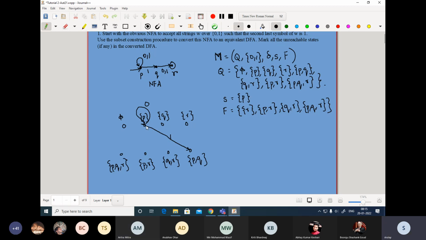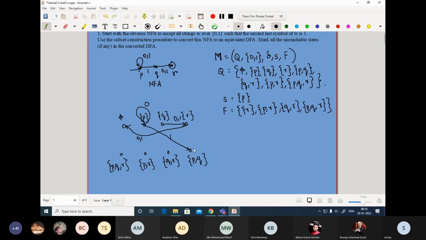If I read from Q, if I read 0, I go to R. And if I read 1, then also I go to R. From R, if I read 0, it goes to null. And if I read 1, then again null. Okay.